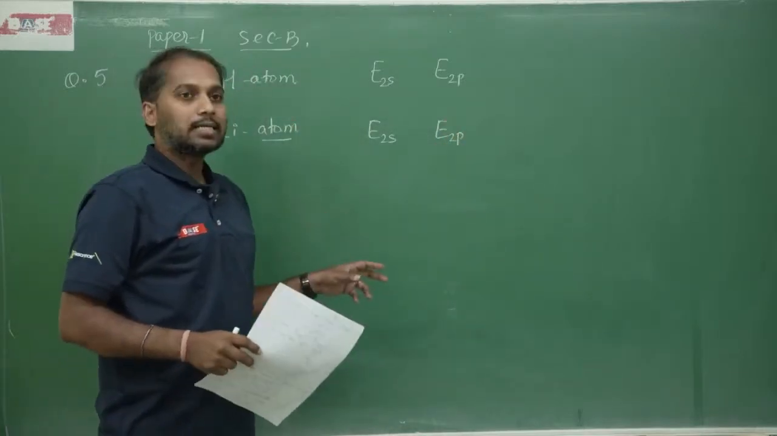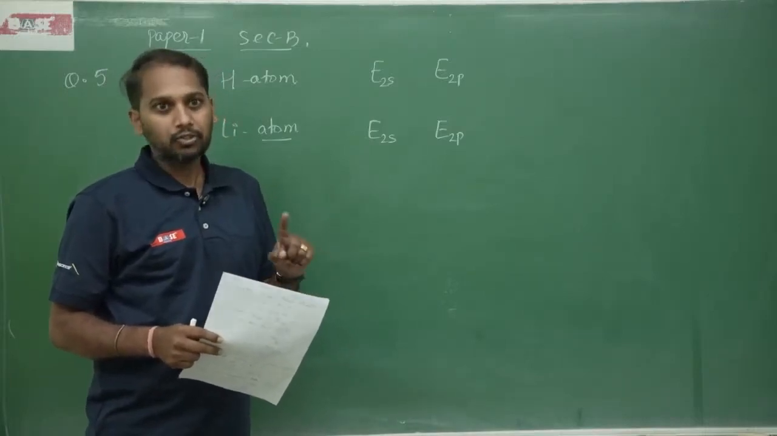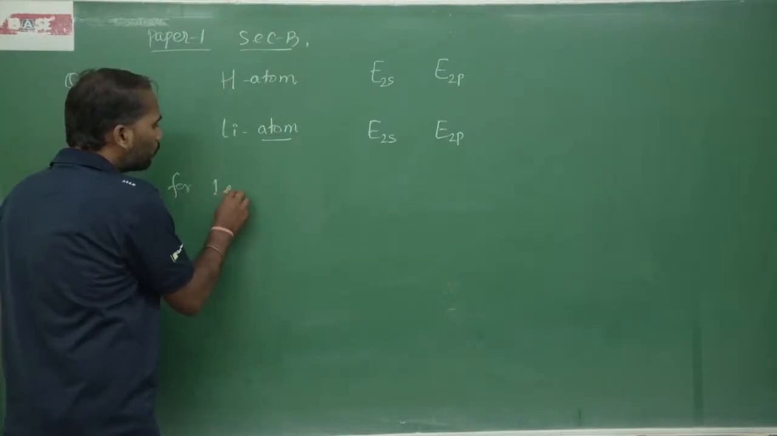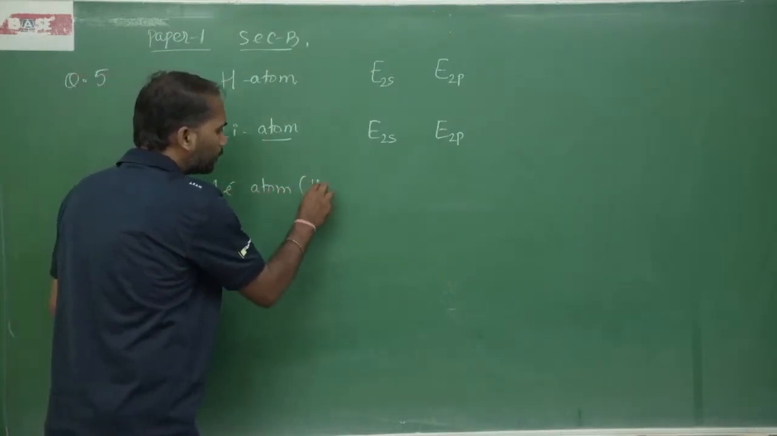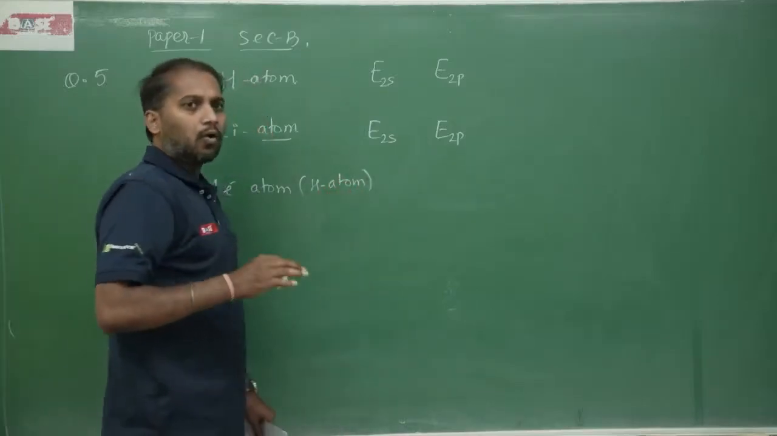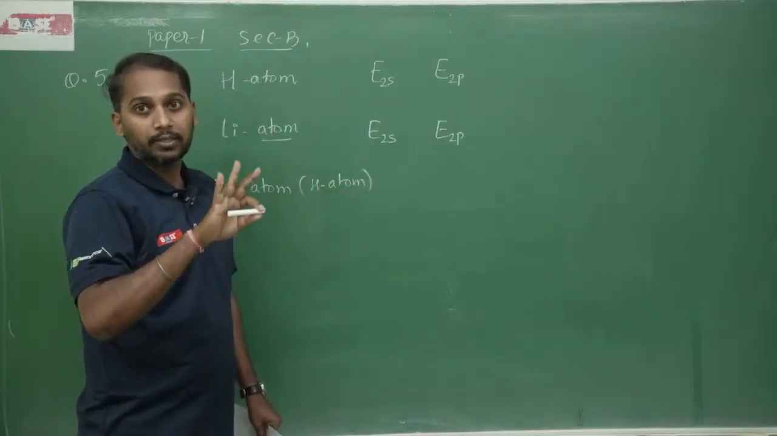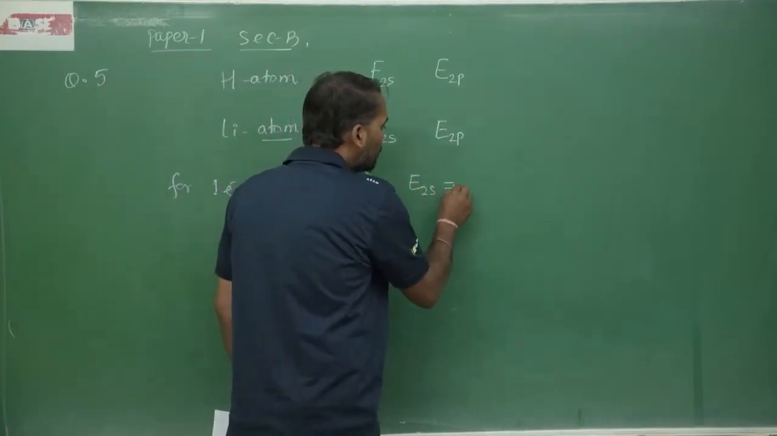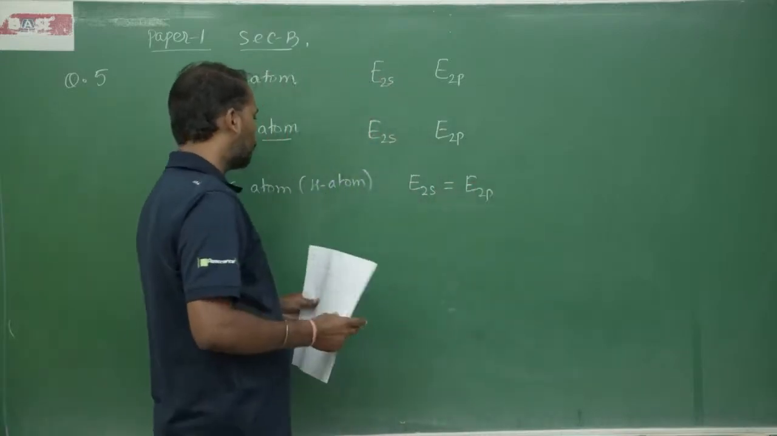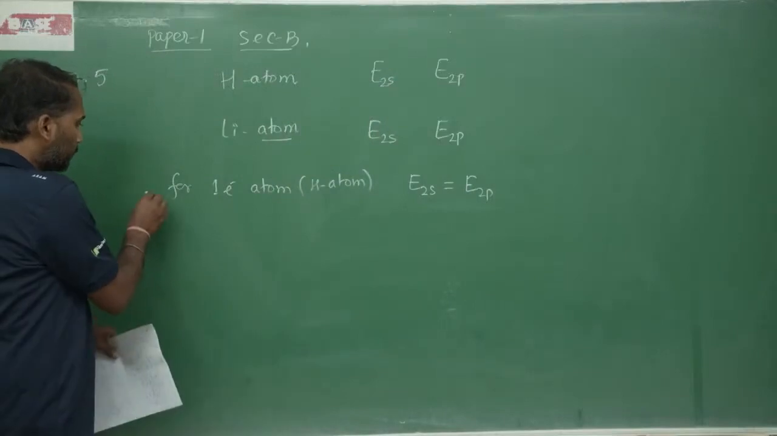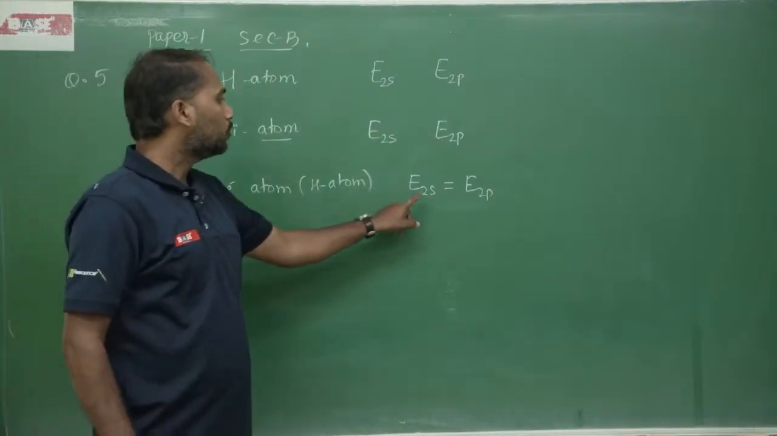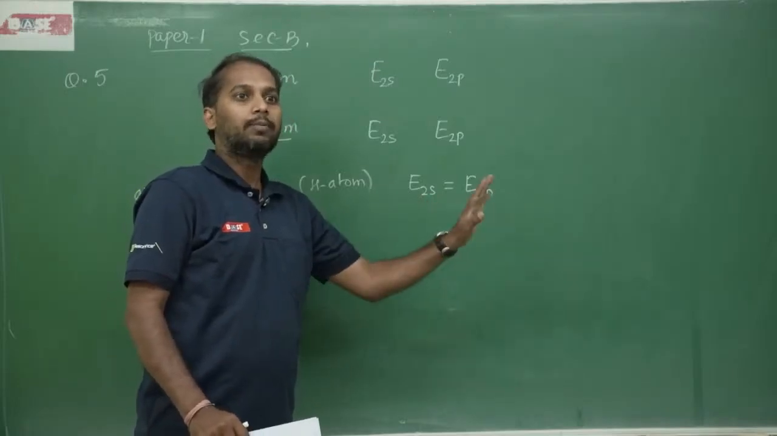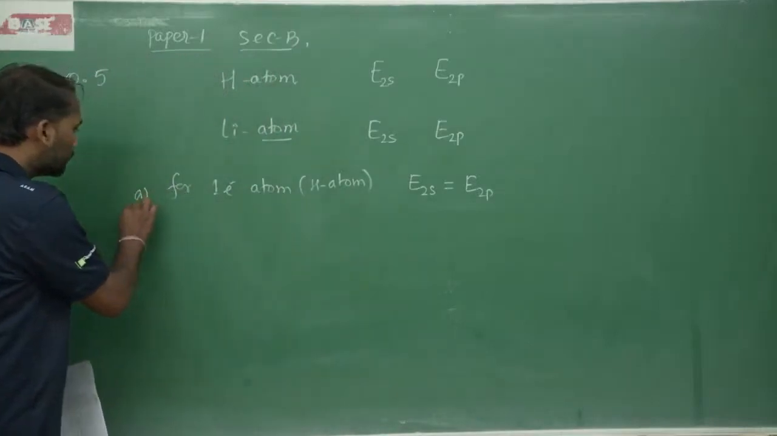After that, he is asking which options are correct, which is multi-correct. As we know, for a one-electron atom, that is the hydrogen atom, all the subshells belonging to a particular orbit have equal energy. That means E2s will be equal to E2p. This is for hydrogen. The first option gives the energy of 2s and 2p, and both belong to the same second orbit, so both will have the same energy. So option A is correct.